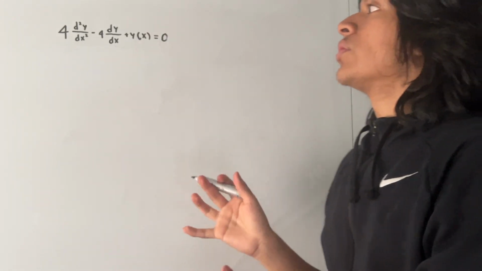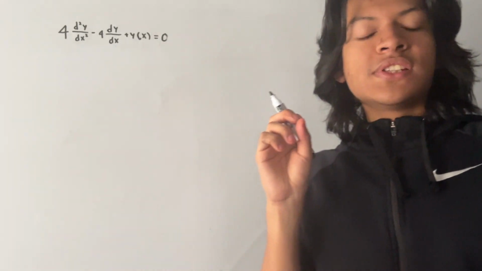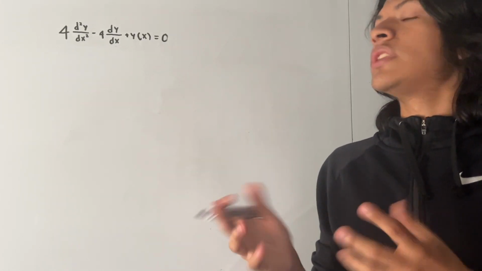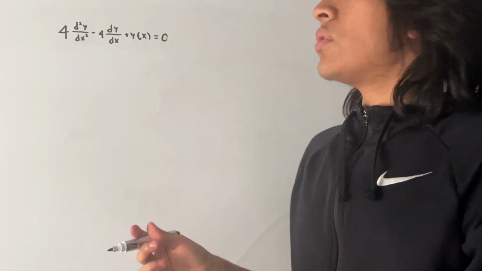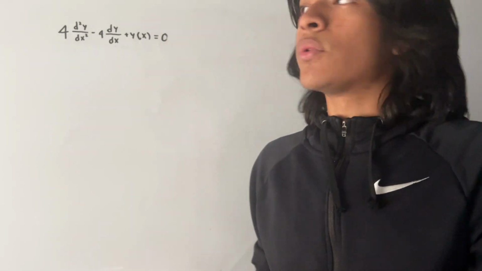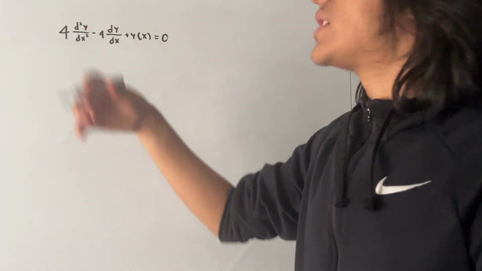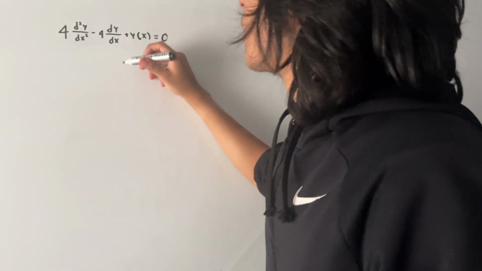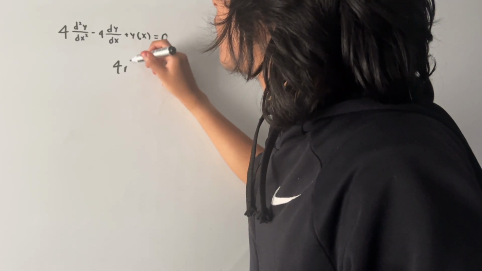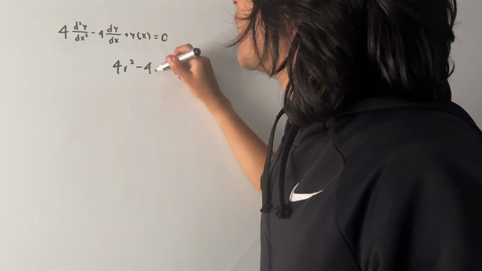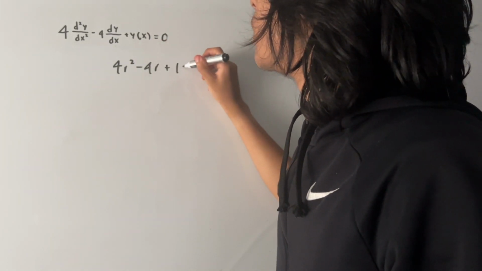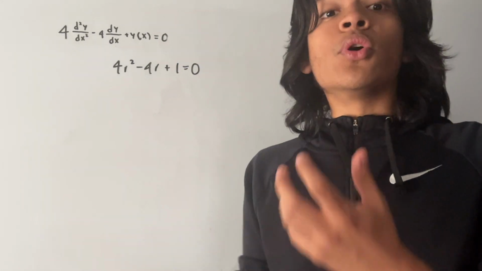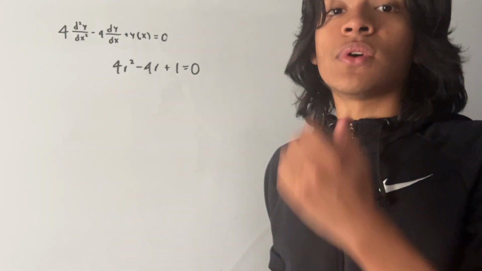So here I have another differential equation. However, this one is slightly different. You'll see in a bit why, but let's just approach this. First, let's write out the auxiliary equation for this, skipping the assumption that y of x is equal to e to the rx. We get 4r squared minus 4r plus 1 is equal to 0. To solve for both values of r, we're just going to use the quadratic formula.